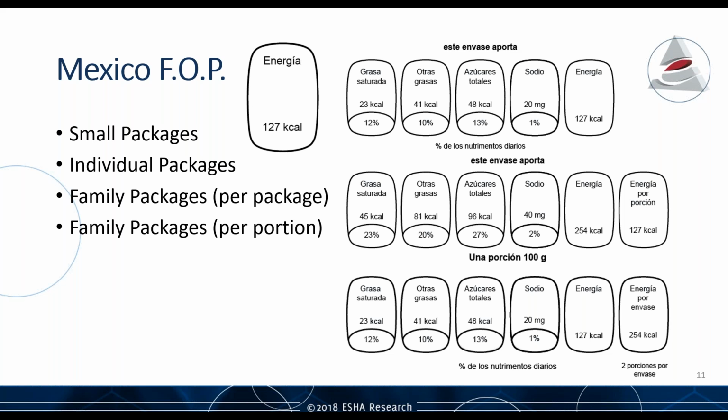The front of pack labeling is mandatory in Mexico for most prepackaged foods and non-alcoholic beverages. It highlights energy and a few other nutrients. The front of pack icons available in Genesis are per Mexico's labeling regulations, and the icons are for small packages. As you see here on the slide, the lone icon that's a little larger that just states energy, that's for small packages. We have the individual packages icon, family packages that you can list per package, and family packages per portion.